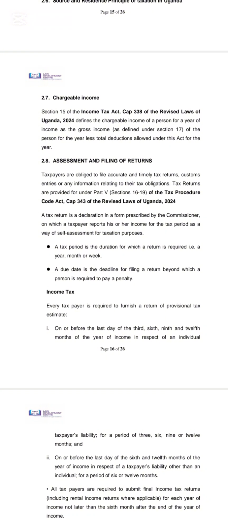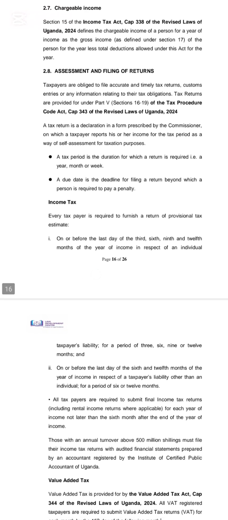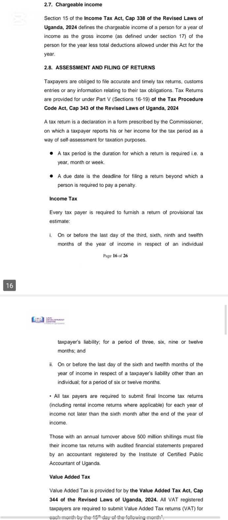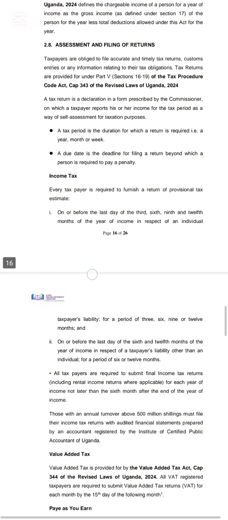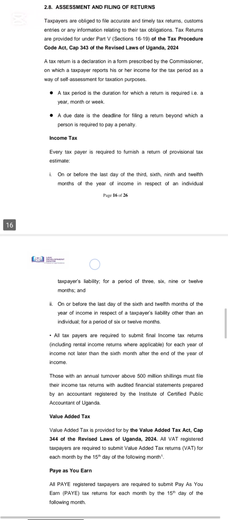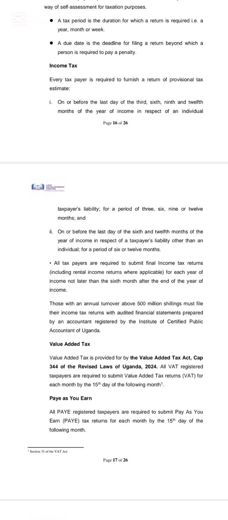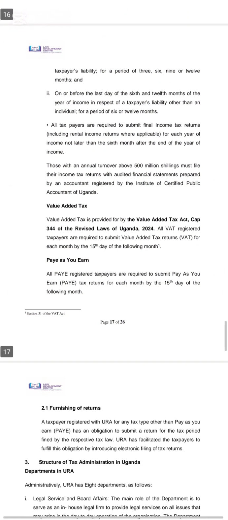Chargeable income: section 15 of the Income Tax defines chargeable income for a year as the gross income, reduced by the allowable deductions. So basically here you get the income of the year, then you reduce the deductions allowed by the law. Assessment and filing of returns under section 16 to 19. A tax return is the declaration form prescribed by the commissioner for a tax period of time. Income tax: every taxpayer is required to furnish a return of provision tax estimate.